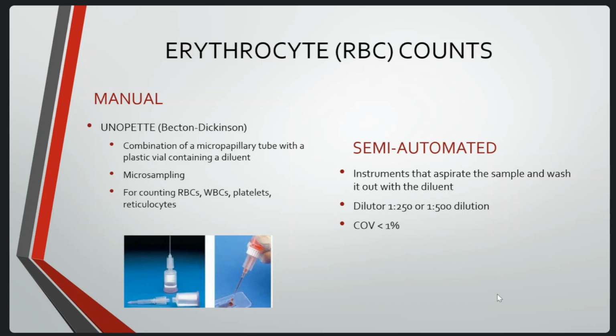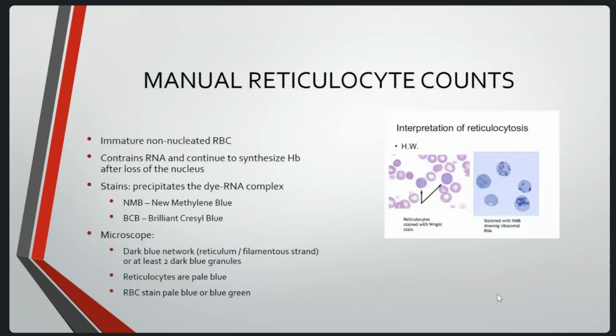Another method is semi-automated. These are instruments that aspirate the sample and wash it out with a diluent. Actually, we're not really using the semi-automated anymore. What we do now is use fully automated equipment that can run all of this: the RBC count, hemoglobin, hematocrit, and so on.